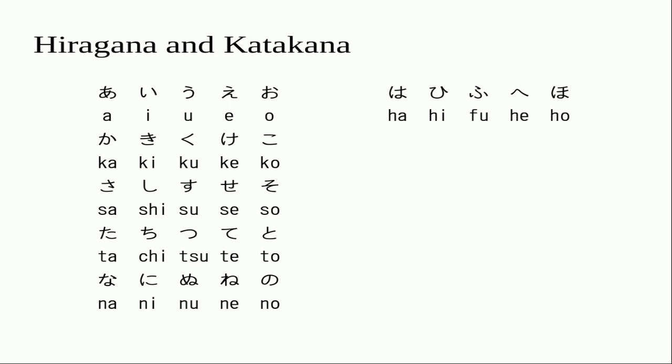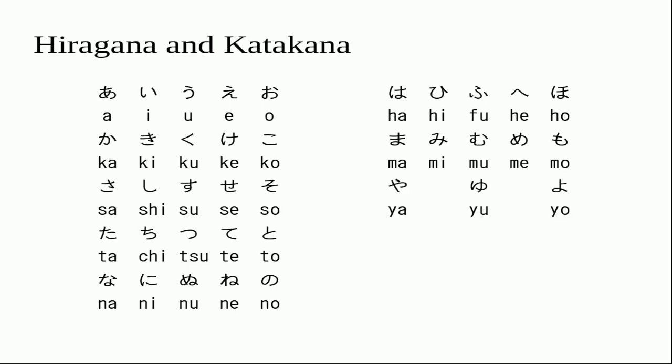So, moving on. Ma, mi, mu, me, mo. Ya, yu, yo. And yes, this row only has 3 characters. So, ya, yu, yo.